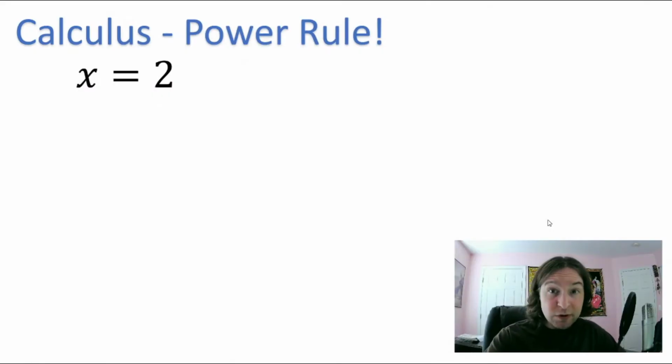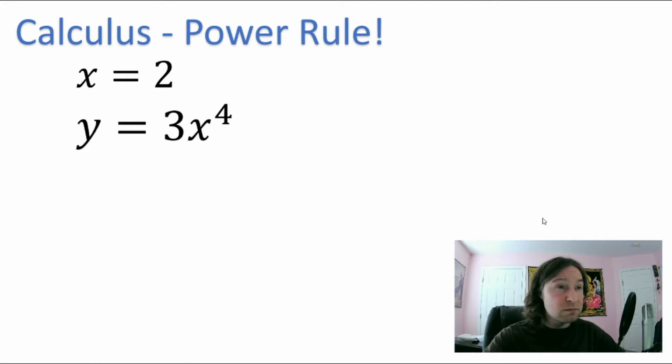So as mentioned before, we're going to do the math first. As you see, it's very easy. It's going to be the calculus power rule. So we're going to set x equal to 2. And that equation is the one that we want to get the derivative of, y equals 3x to the 4.